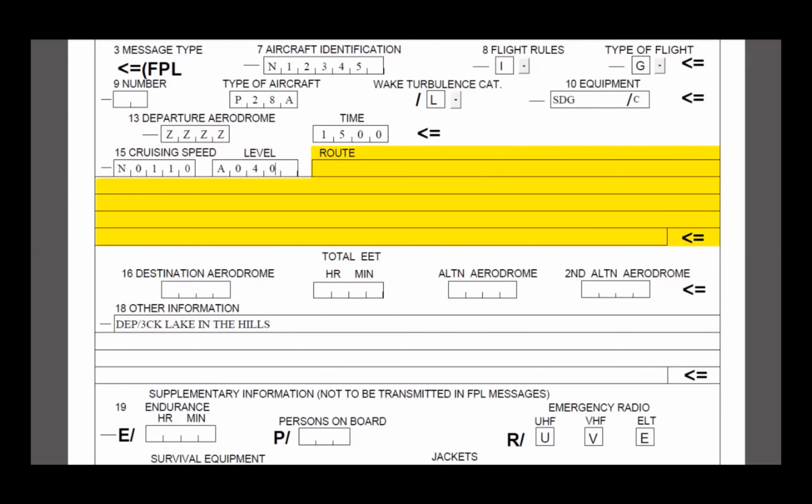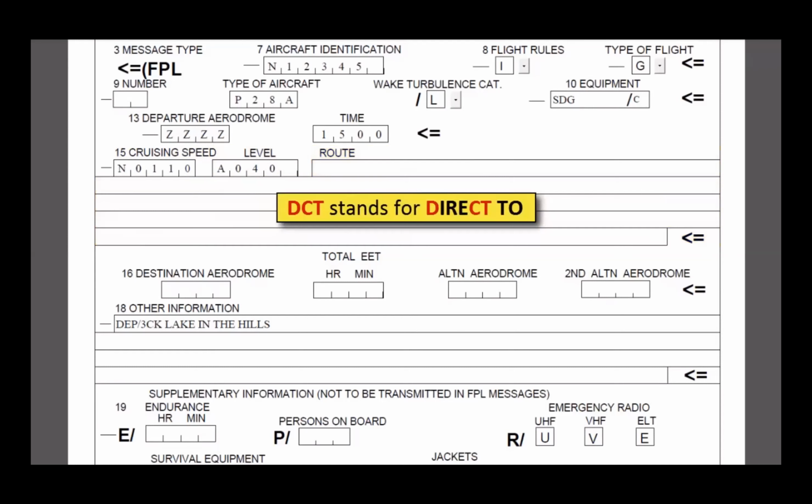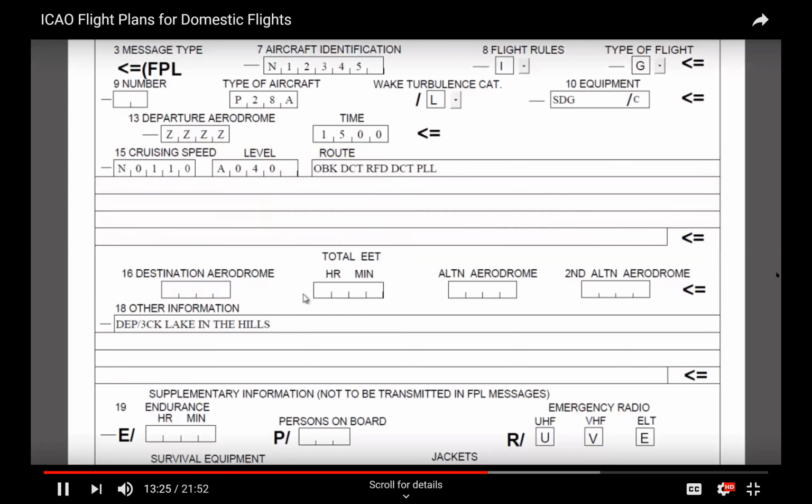The route is a section where you put all the points between the departure and the destination airports. If you are flying from one fix to another, you need to write down all the waypoints separated by DCT, which stands for direct to. For example, Northport VOR would be OBK, then you would put DCT. Rockford VOR would be RFD, then you would put DCT. Polo VOR would be PLL. So if you're flying between those, you would have DCT between each one of those sections. If you're flying along a published route, then list all the fixes along that route separated by a space instead of using the direct to symbol.